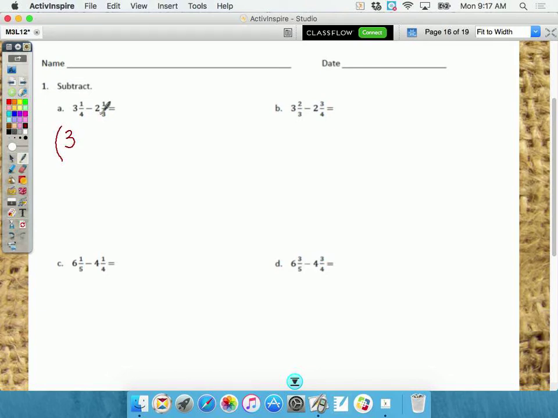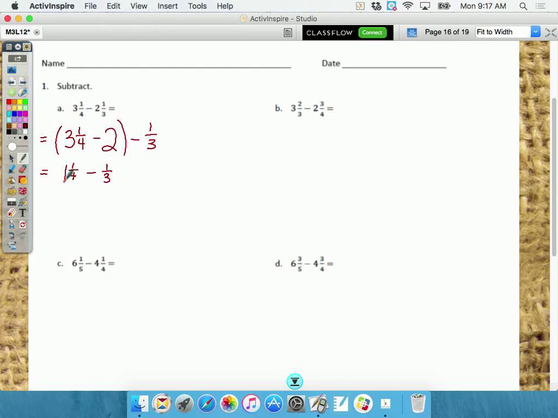And take 1/3 out of the parentheses. So 3 1/4 minus 2 minus 1/3. Rewrite it like that. I probably just wrote it way too big. Don't write it as big as I did. Okay, so now this takes me to 3 minus 2. What is that? 1. So 1 1/4 minus 1/3.